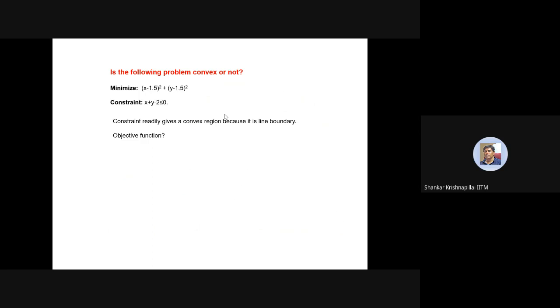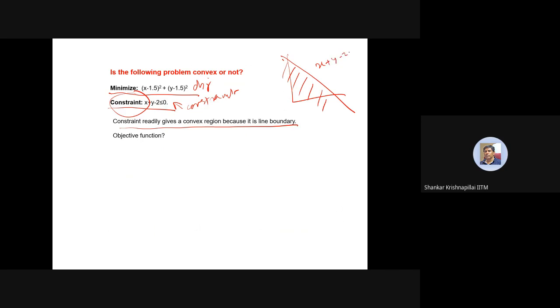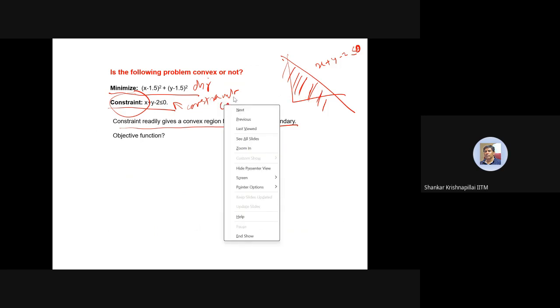Is the following problem convex or not? Minimize this objective function subject to this constraint. The constraint readily gives a convex region because it's a line boundary. I think this constraint, x plus y minus 2 less than or equal to 0, will look like this. So the constraint is convex, no doubt.